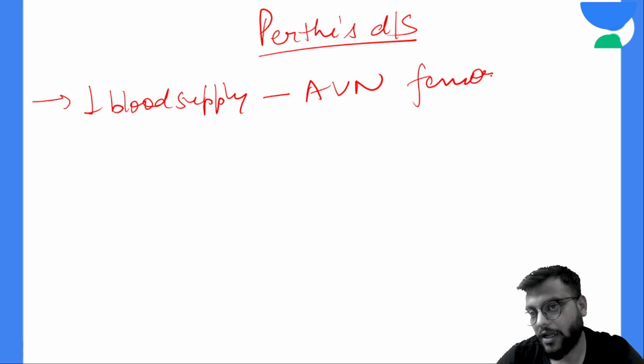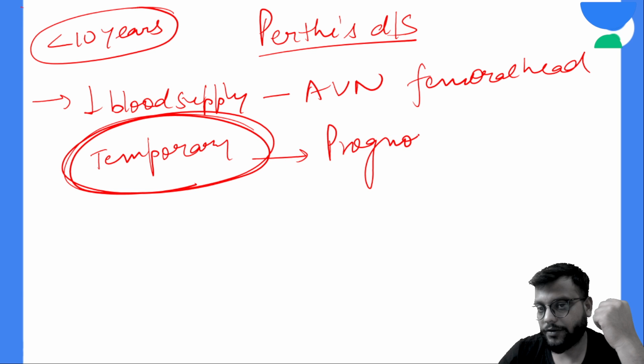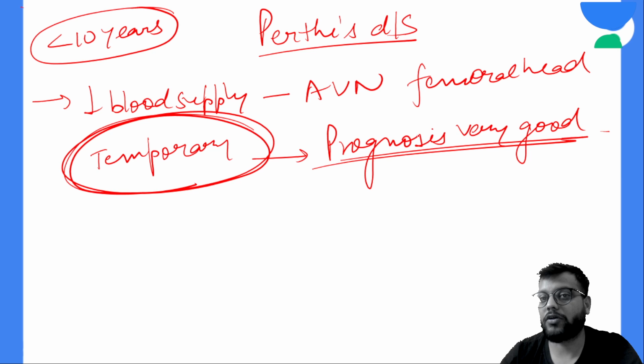But the good thing is that it is temporary. After some time, the blood supply is normal again. So the prognosis is very good. You just have to prevent any pathological fracture or dislocation, that has to be taken care of. And not let the child walk too much, so that there is no other injury. And the prognosis is very good. This is your Perthes disease or Legg-Calvé-Perthes disease.